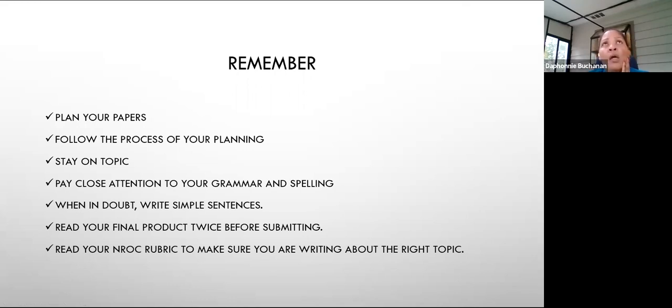When you are planning your papers and you have those three body paragraphs, stay on topic within those paragraphs. You can't jump around. If you're talking about apples in paragraph 1, you can't talk about oranges because oranges are in paragraph 2. Only apples in 1, oranges in 2, bananas in the last one. Stay on your topic. When in doubt, write simple sentences. What I have seen is a bunch of run-on sentences, and I have seen some comma splices.